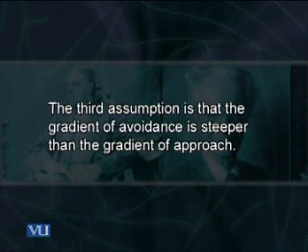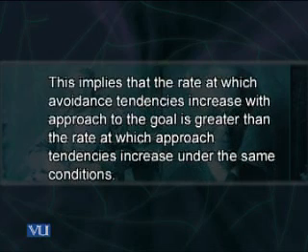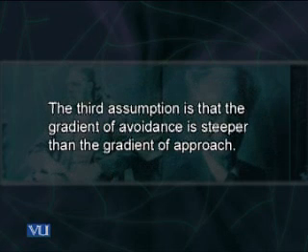The third assumption is that the gradient of avoidance is steeper than the gradient of approach. This implies that the rate at which avoidance tendencies increase with approach to the goal is greater than the rate at which approach tendencies increase under the same conditions. Third important assumption is that the gradient of avoidance is steeper than the gradient of approach. So janab, jo aapki gradients of avoidance hai, that is more steeper, that is more sharp as compared to gradient of approach. Yani avoidance, kisi stimulus ko avoid karte hue aapka jo response hai wo bada sharp hoga as compared to a response of approach.